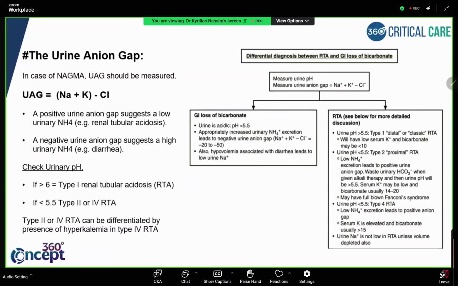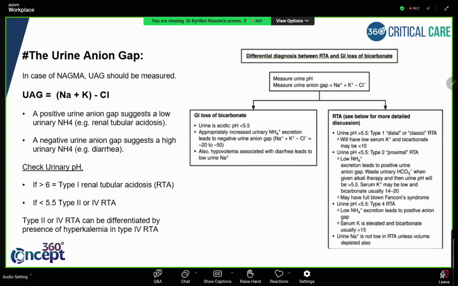If you are given the urinary pH in the question, then it guides you to answer the question of the renal tubular acidosis type. If the urinary pH is more than 6, it is type 1. If it's below 5.5, it is type 2 or type 4 renal tubular acidosis. And another note from me, you can differentiate between type 2 and 4 by potassium. The presence of hyperkalemia is suggestive of type 4 renal tubular acidosis.